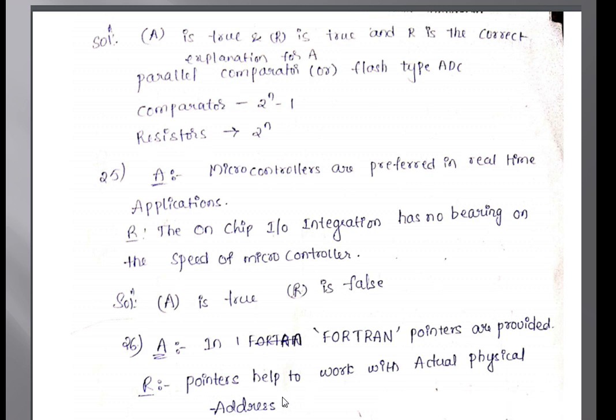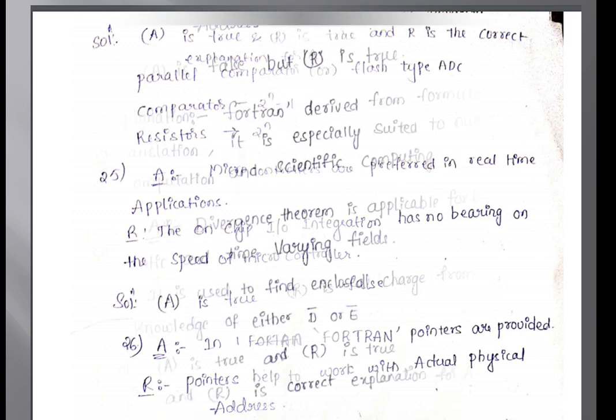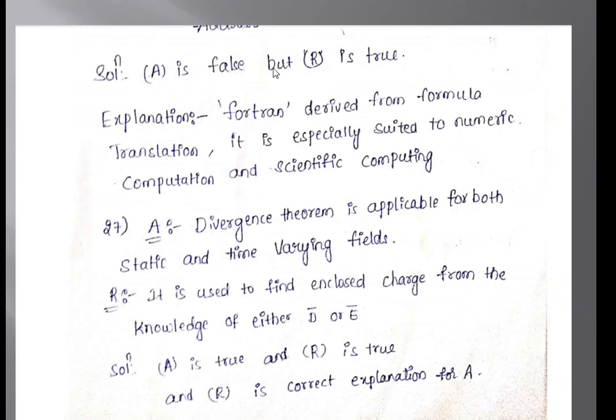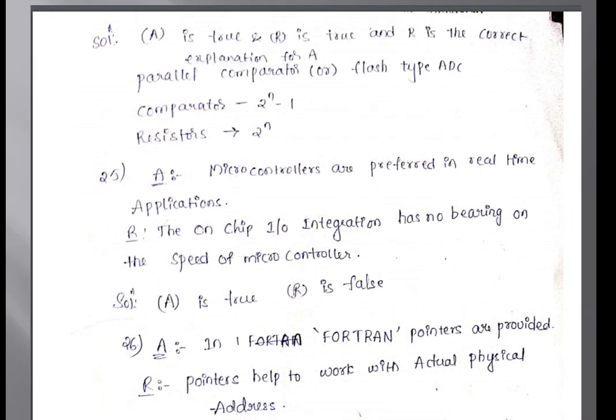And pointers help. The assertion is that Fortran is one type of language where pointers are provided, and the reason given is that pointers help to work with the actual physical address. So here the assertion is false and the reason is true. In Fortran language the pointers are not provided, but pointers do help to work with the actual physical address.